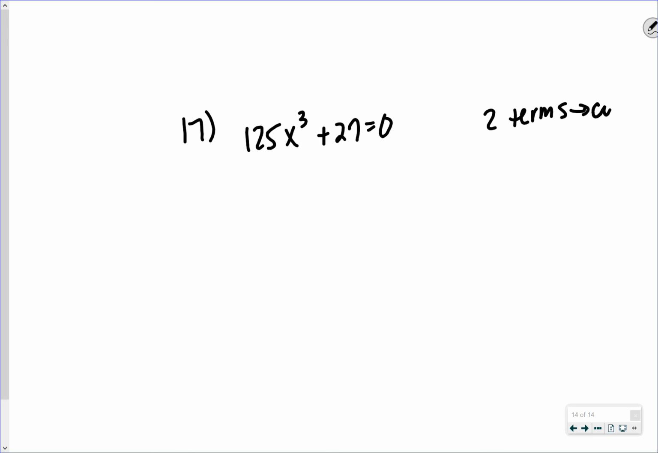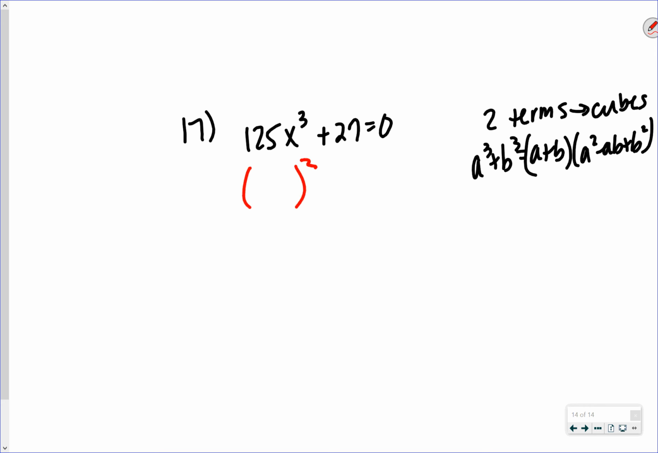17. 17 is 125x to the third plus 27 equals 0. These are both perfect cubes. I have 2 terms, which means I'm going to use my cubes formula. a cubed plus b cubed equals a plus b times a squared minus ab plus b squared. So I've got to figure out what a and b are. What did I cube to get 125? 5. What did I cube to get x cubed? x. What did I cube to get 27? 3. So a is 5x, b is 3.